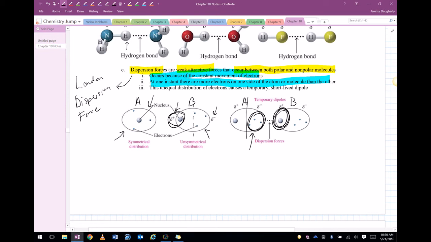Now we call this a temporary dipole because the electrons are free to move about. But once this forms, there's this force of attraction. So that's the London dispersion force. But as soon as it forms, remember those electrons are free to move about. These electrons can move back and completely make that dipole disappear. All right, so it's gone. Then the molecule next to it will do the same thing.